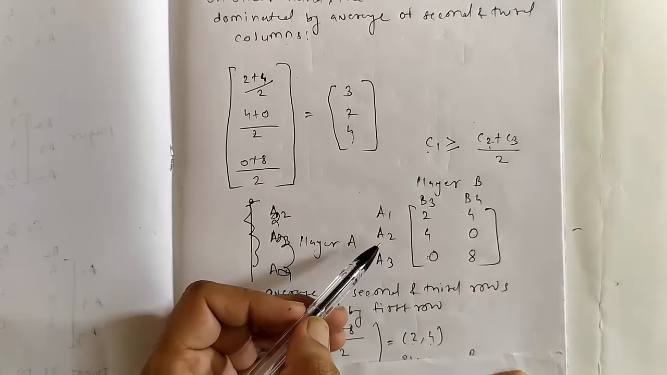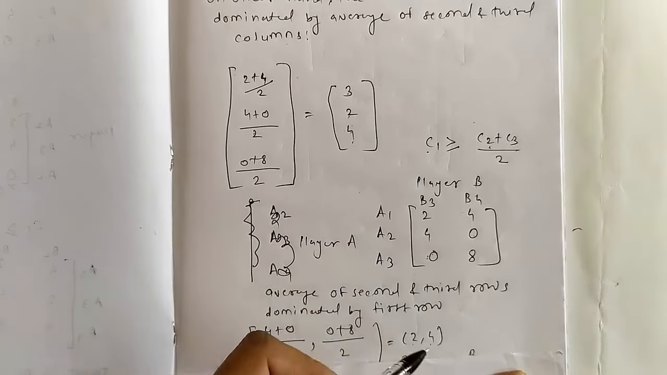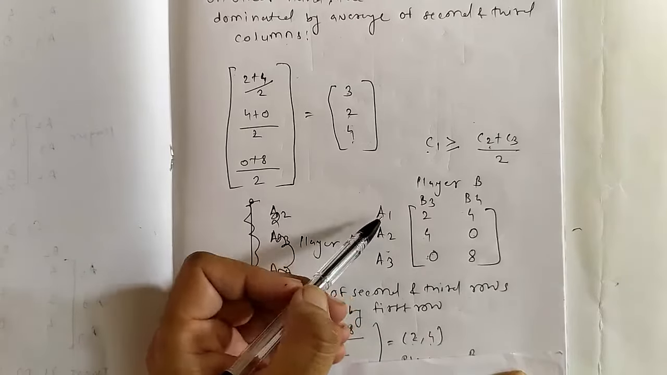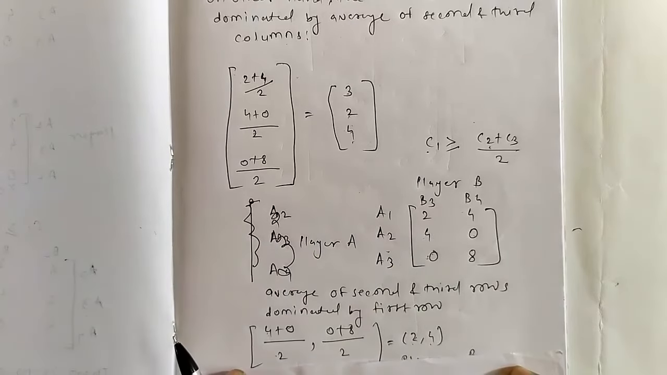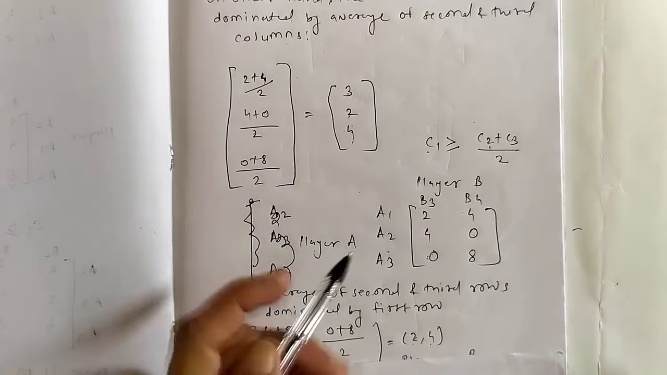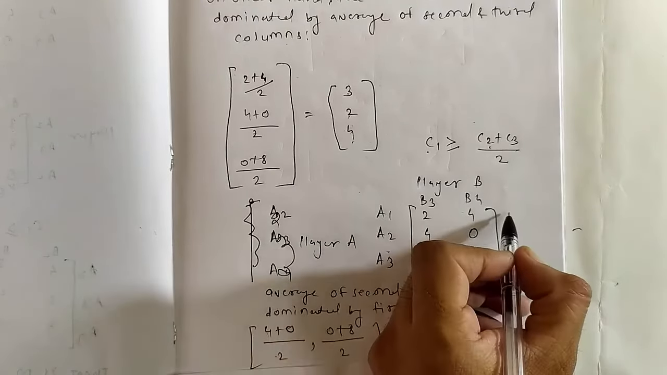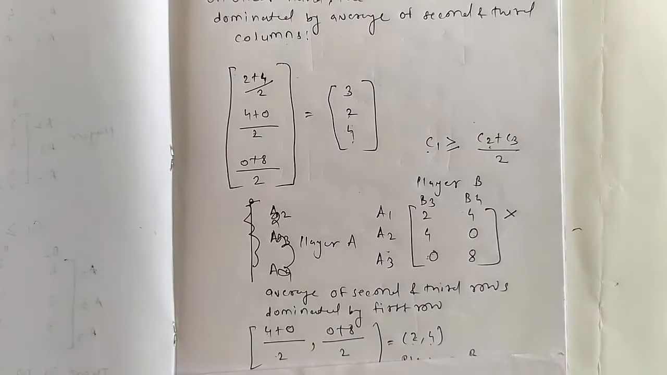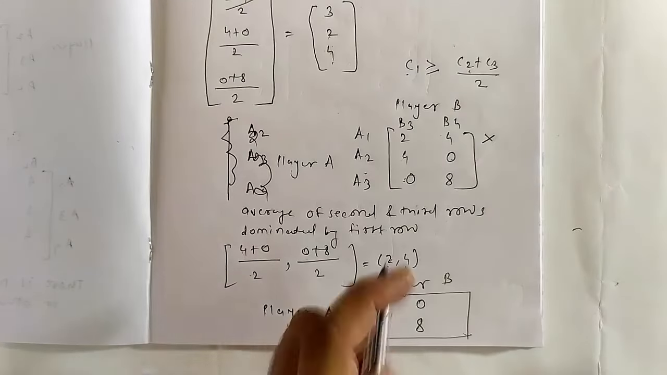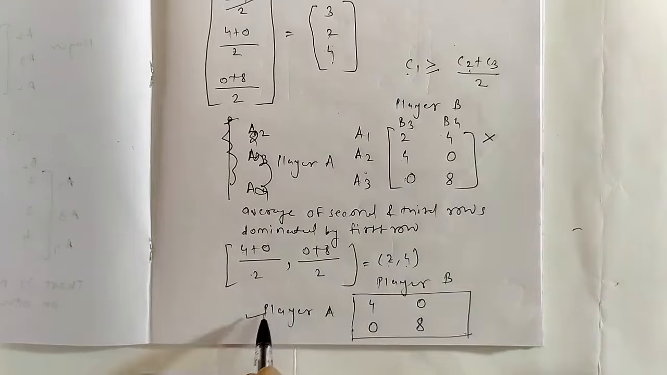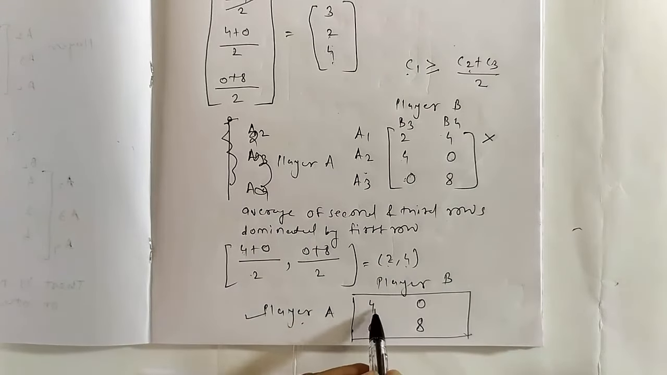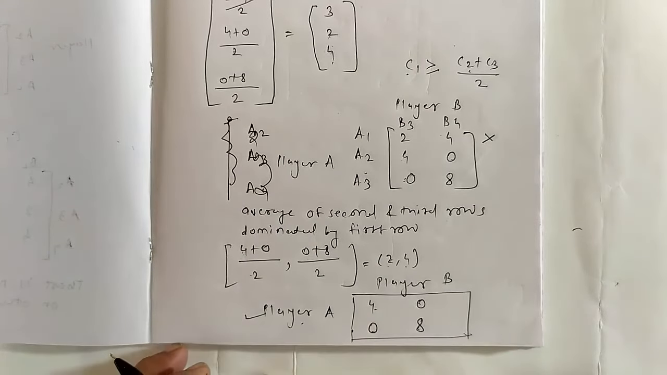is equal to 2, 4. Therefore the average of A2 and A3 is 2, 4, which is dominating A1, 2 and 4. Therefore, we can say that the average of A2 and A3 is dominating A1. According to our principle, we will remove the first row, 2 and 4. After eliminating this first row, our matrix will be like this: player A, player B, 4, 0 and 0, 8. Now this is a 2 by 2 matrix.